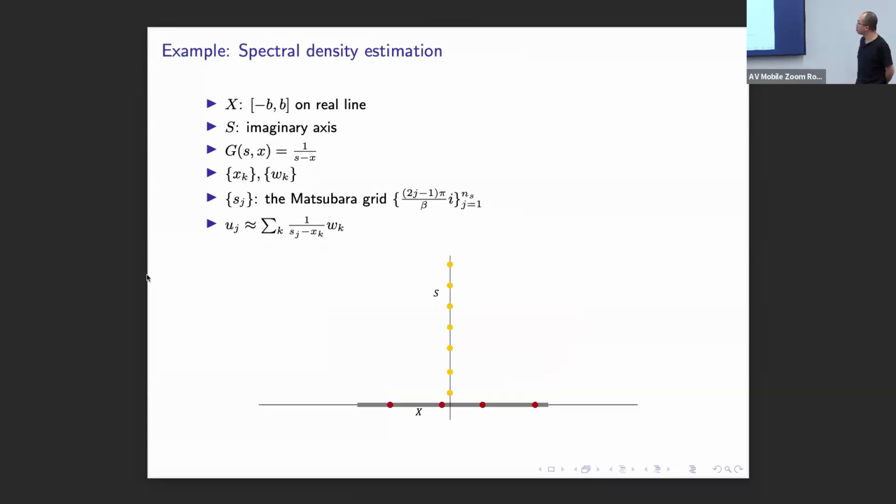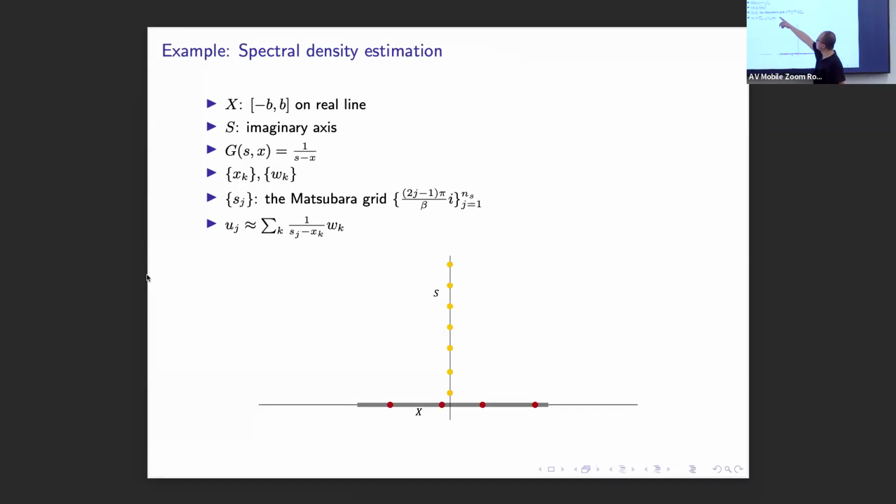The second example, which is a special case of rational approximation but plays a very important role in condensed matter physics, is called spectral density estimation. Here, X is not the disk. It's just an interval on the real line, from minus B to B, where B is some parameter given to you. And S, the sampling space, is only part of the complement. It's only on the imaginary axis. The kernel is also 1 over S minus X. The unknowns will be these red poles in the interval from minus B to B, and also the weights associated with them. And what are the locations for samples?